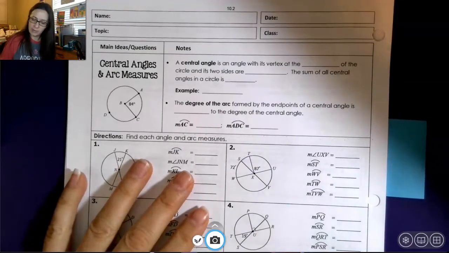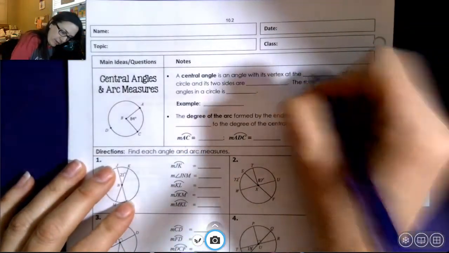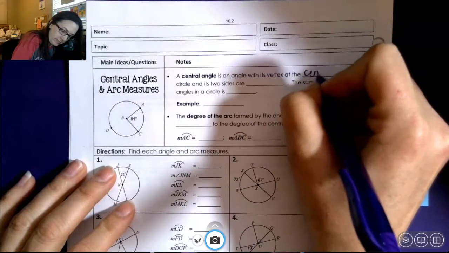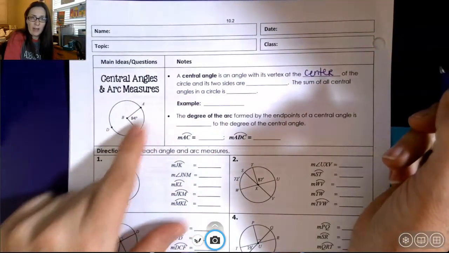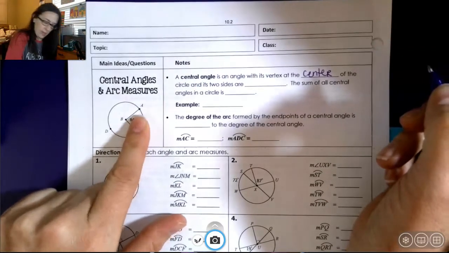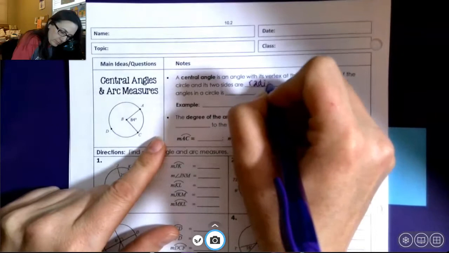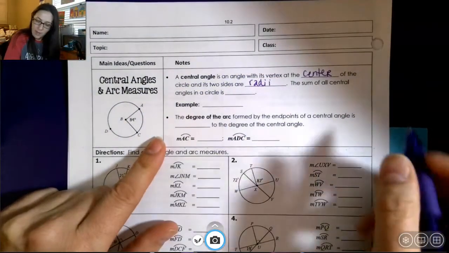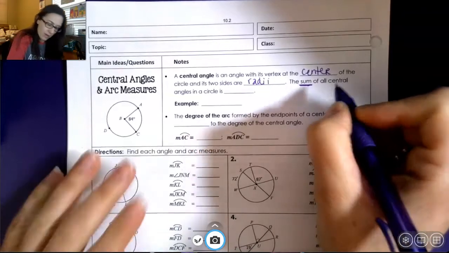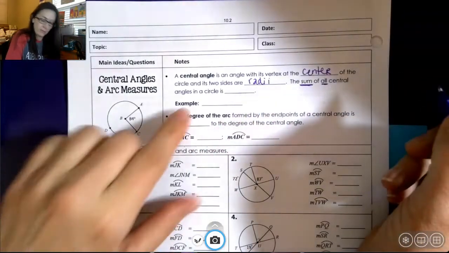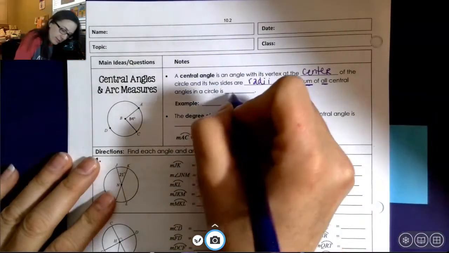A central angle is an angle with its vertex at the center of a circle, and its two sides are radii. So radii is from the center to the edge. The sum of all, so sum means you add them together, of all the central angles in a circle is going to add up to 360 degrees.